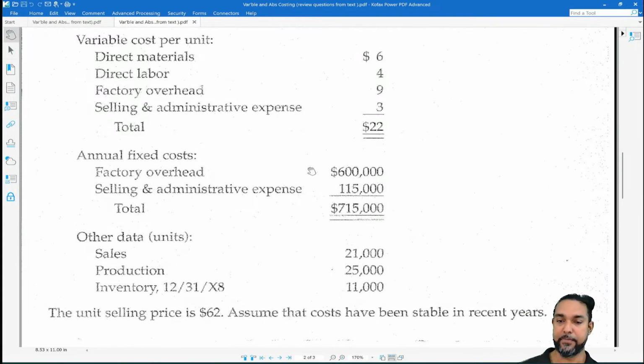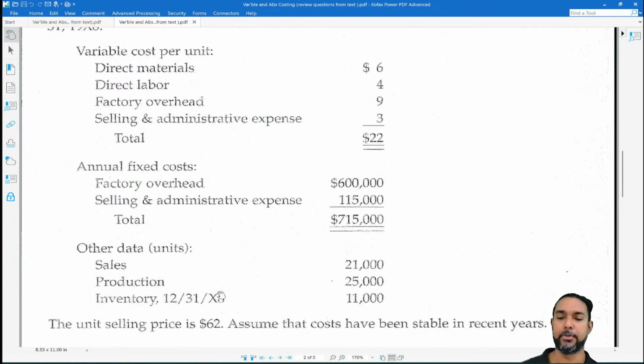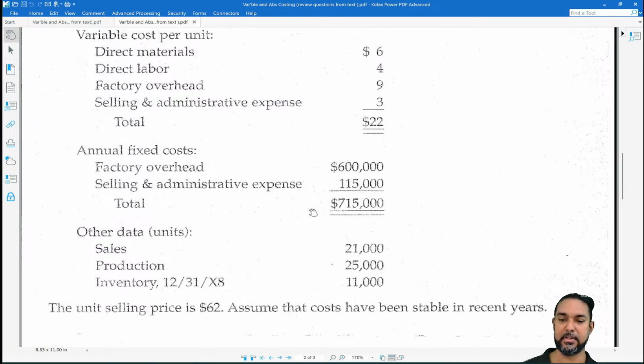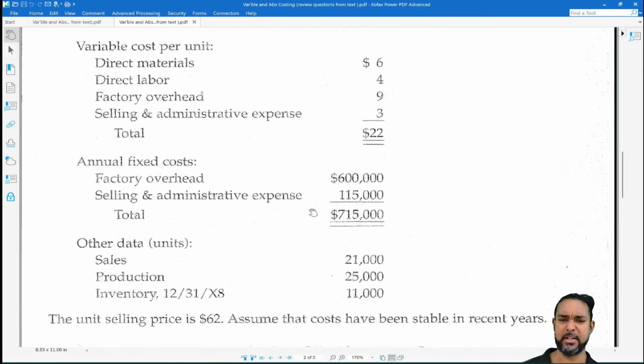So we have annual fixed costs for factory, selling and admin, and we have other data. Sales is 21,000 units, production is 25,000, and that's December 31st, x8. Closing inventory was 11,000. So opening stock plus production is equal to closing stock plus sales. So 21 plus 11 is 32. So we had 7,000 units at the start. Otherwise, it wouldn't make sense. And I don't know why they didn't tell us that.